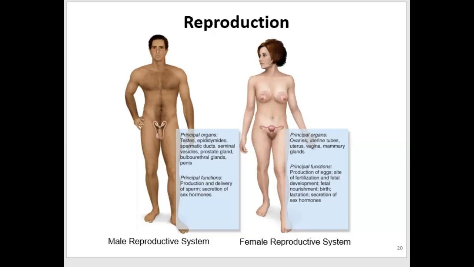Of course, the reproductive systems have a certain function. That's reproduction. No surprise there. But they also have organs that are responsible for hormone production.